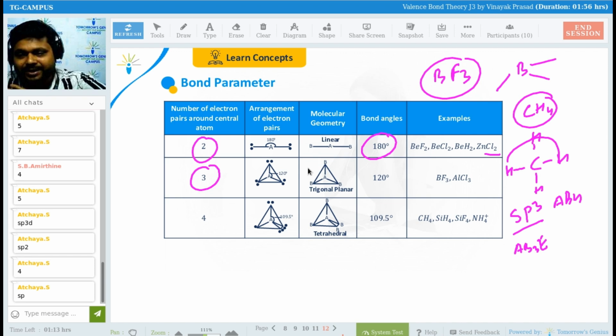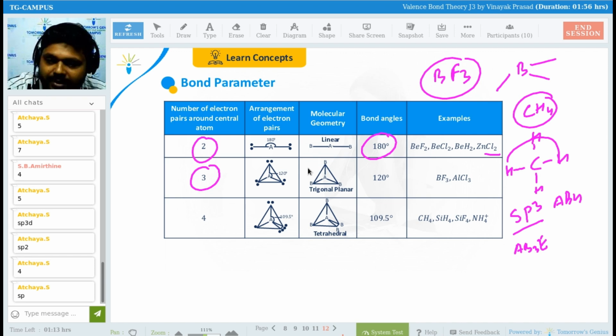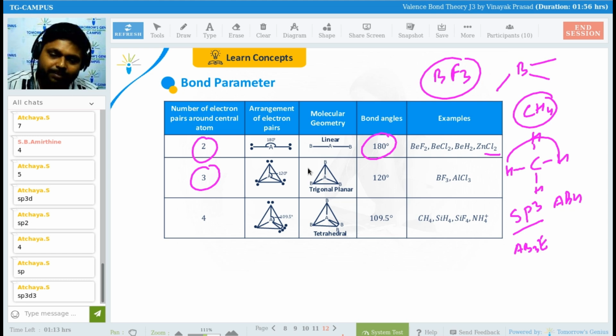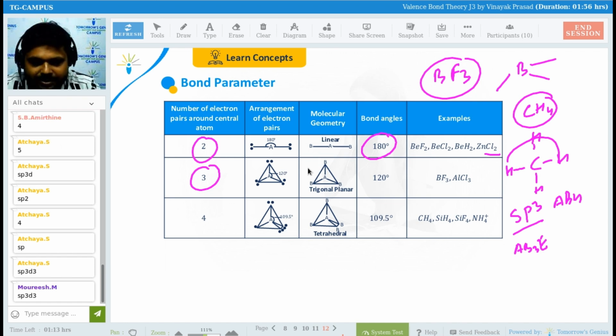If all together there is 6 or 7, then what will be the hybridization for that? Please write the answer in your comment box. I just wanted to know the answer. If the total number of bond pairs and lone pairs is 7, what will be the hybridization for that particular structure? sp3d3. So many answers are coming: sp3d3.